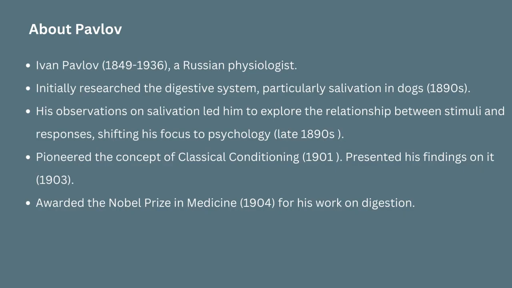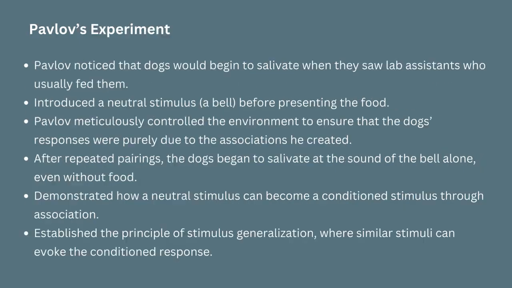Now we will look at Pavlov's famous experiment and its results. Pavlov's famous experiment involved conditioning dogs to salivate at the sound of a bell. Here is how it unfolded. In his initial observation, Pavlov noticed that dogs would begin to salivate not just when they saw the food, but also when they saw the lab assistants who usually feed them. This observation motivated him and led him to investigate further.